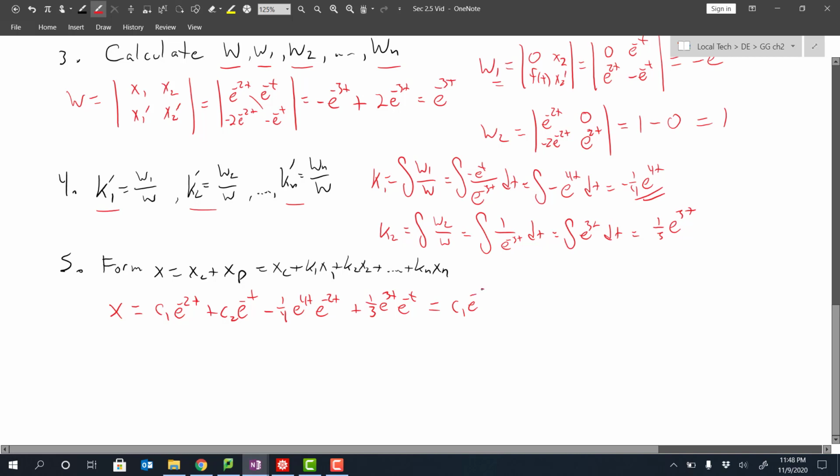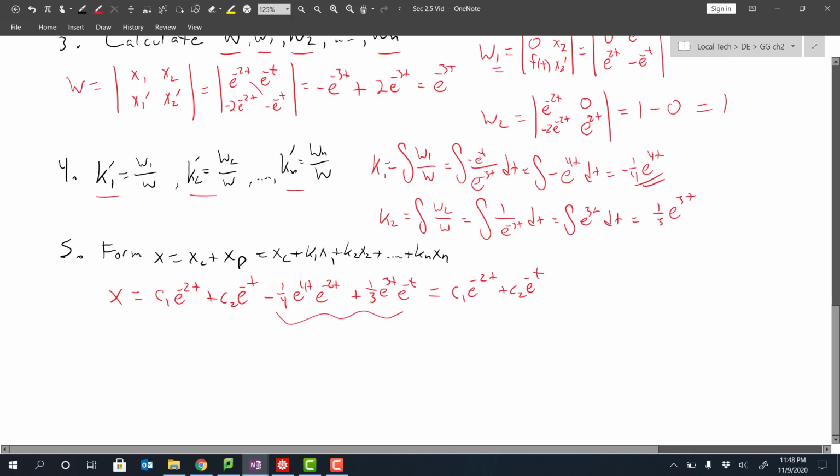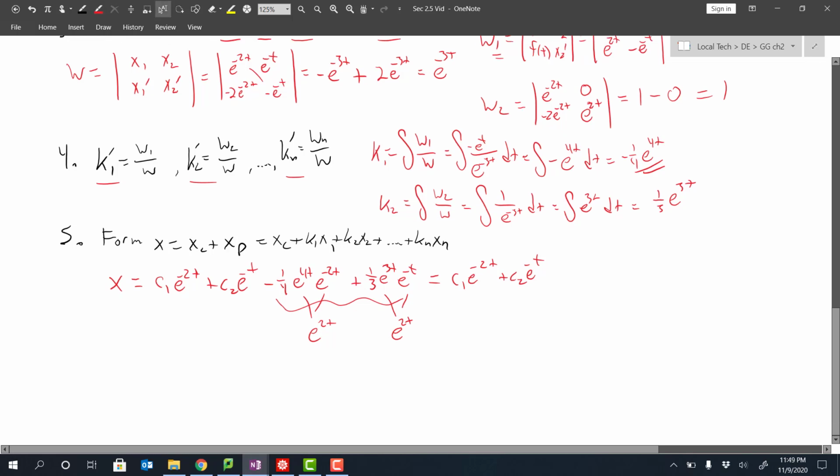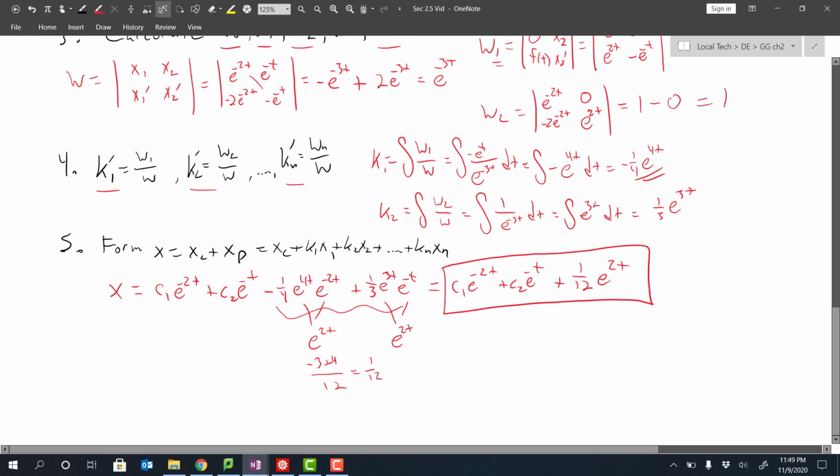So I'm going to have C1 e to the negative 2t plus C2 e to the negative t. I'm going to see if I can consolidate this. I know that if I have e to the 4t times e to the negative 2t, that's going to be e to the positive 2t. And actually the same result will be over here. e to the 3t times e to the negative t is also e to the 2t. So then I'm basically taking negative 1/4 of the first guy plus 1/3 of the second guy. I can put those over a common denominator of 12. And this would be telling me negative 3 plus 4 in the numerator. So it looks like I'm going to have 1/12 e to the 2t. So all that simplifies to be plus 1/12 e to the 2t. And this then would be my general solution to the inhomogeneous differential equation.